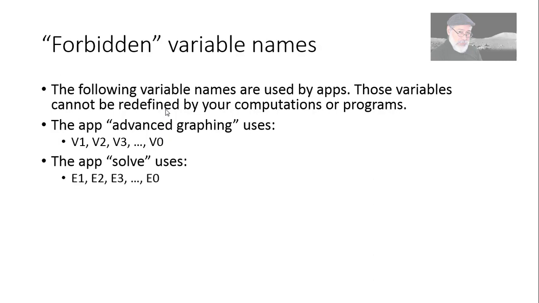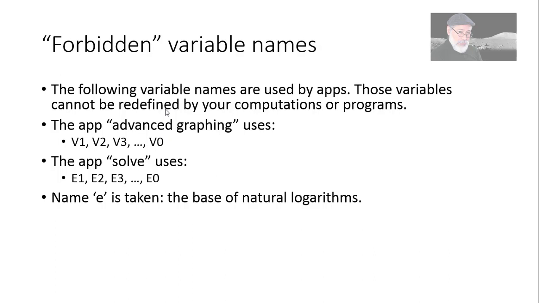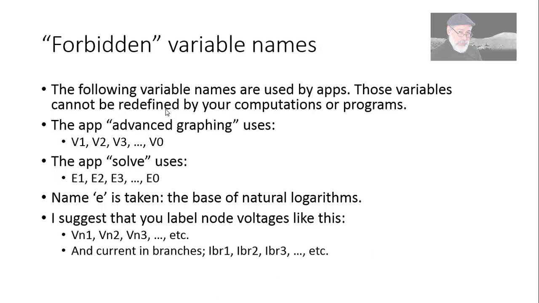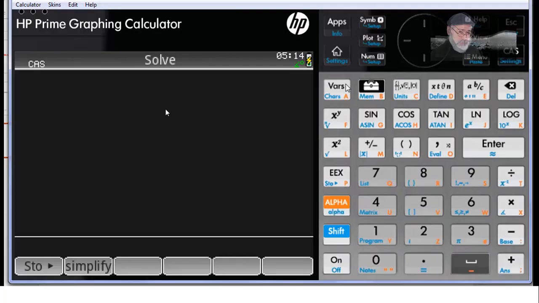The app Solve uses the variables E1, E2, E3, etc. all the way to E0. By the way, the name E is taken. You cannot redefine that. That is the base of natural logarithms. You can use it, but it has a predefined value. Cannot change it. I suggest that you label node voltages, if you're solving for them, something like VN1, VN2, VN3, etc. And for the branch currents, IBR1, IBR2, IBR3, etc.